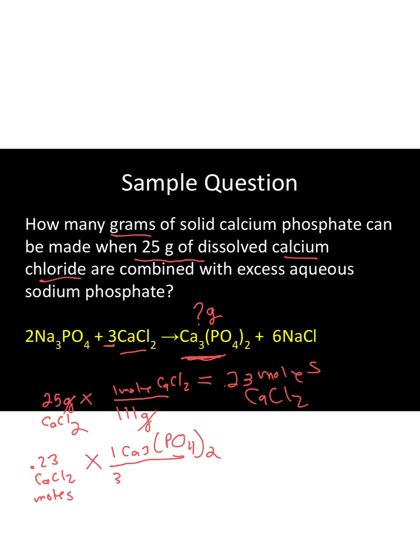To 3 calcium chlorides. All right, these are in moles. I'm going to write that down so I don't forget what I'm converting. My units are always really important. So I'm going to cancel out the moles of calcium chloride. 0.23 times 1 is 0.23 divided by 3. And that's equal to 0.075 moles of my calcium phosphate.